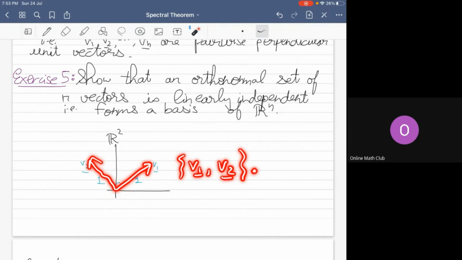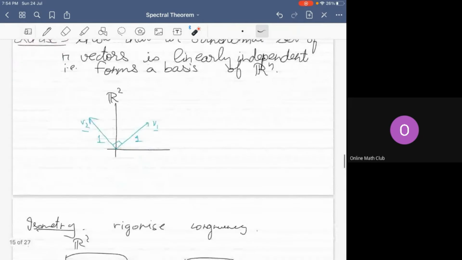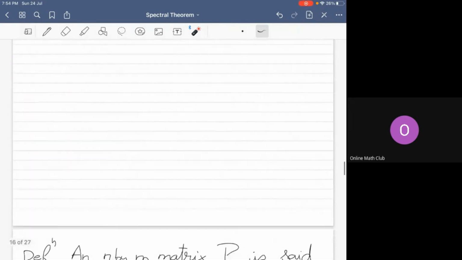And it is a fact that an orthonormal set of n vectors is also linearly independent in Rn. So, you can try to prove this. It is not too hard.